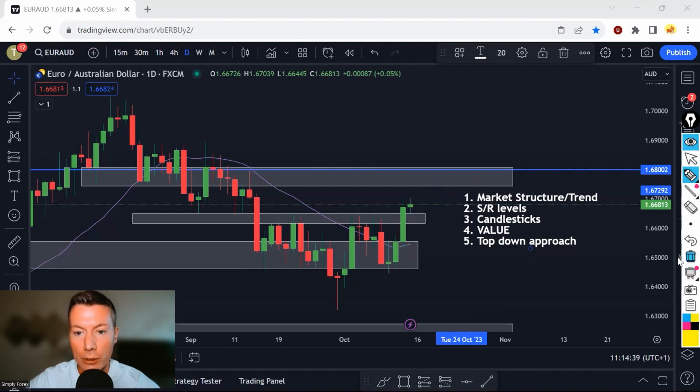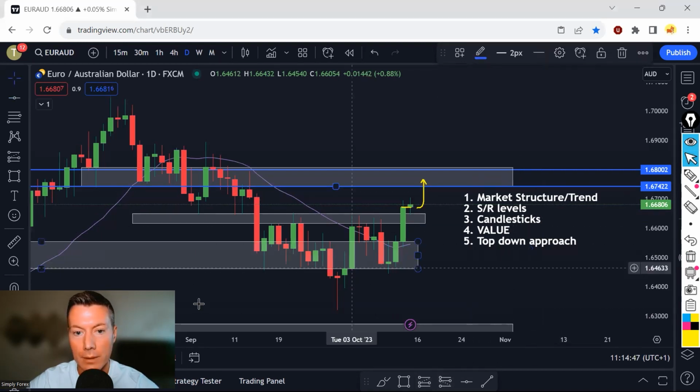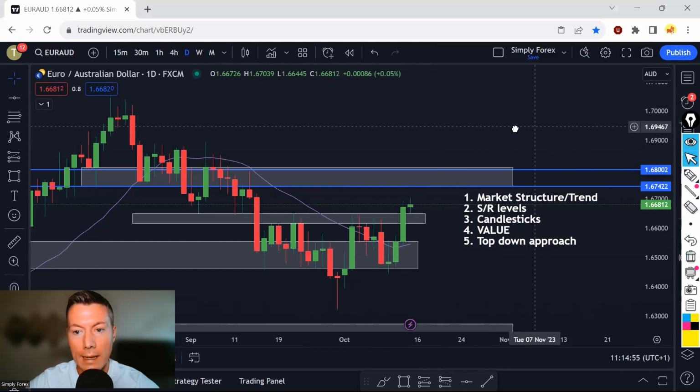And we have value, as in we have room to move into. So my target would potentially be here. If not to the top of that gray zone, this 6,800 level. Okay, so again, we've looked at the weekly and the daily now.